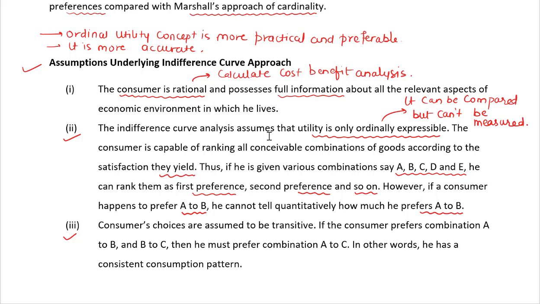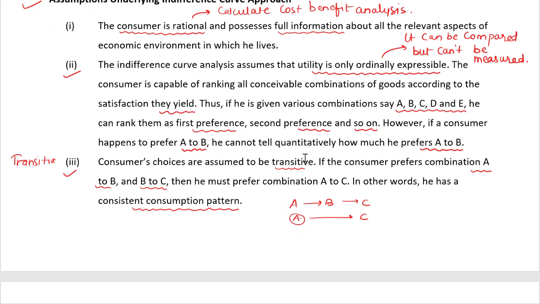Next, consumer choice is assumed to be transitive. Transitive means that if a consumer prefers a combination A to B and B to C, that means A is better than C. If a consumer is preferring A, then B, then C, that means the consumer will prefer A in terms of C. In other words, he has a consistent combination pattern. He can't say that C is better than A.